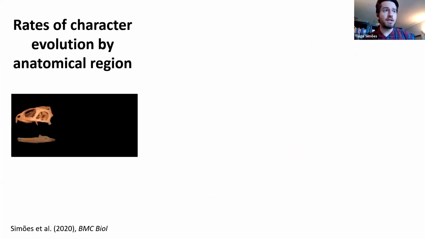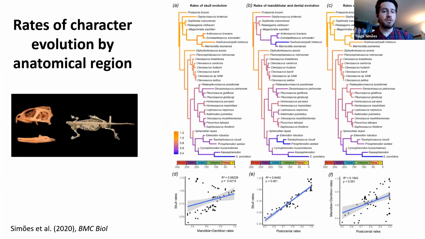And we can also estimate rates of evolution separately across an anatomical region, as also performed for this data set I mentioned previously, in which we estimate rates of evolution for the skull against the mandibles and against the postcranium. And we can compare how those rates change across time.